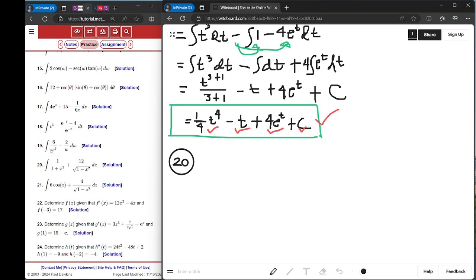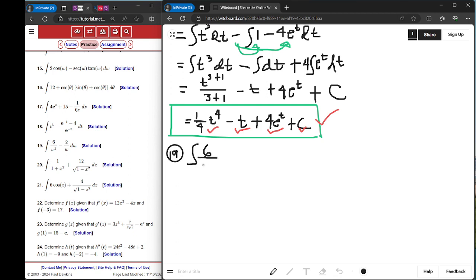By the way, for number 19, I'll just quickly answer it, because I believe we had already solved problems in this form.